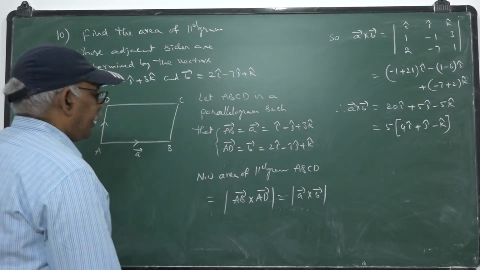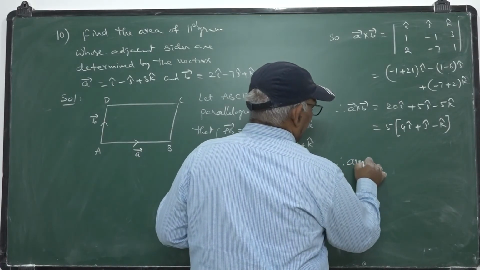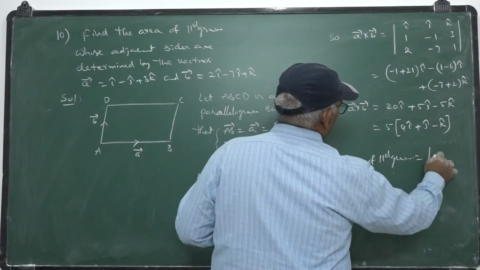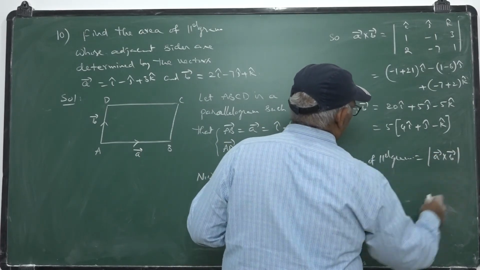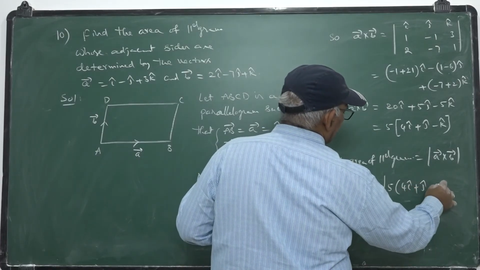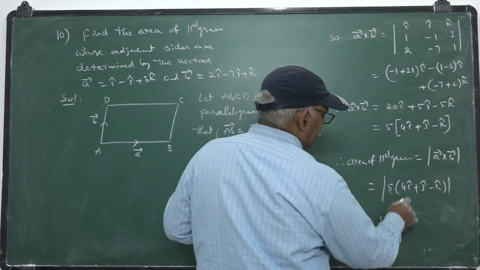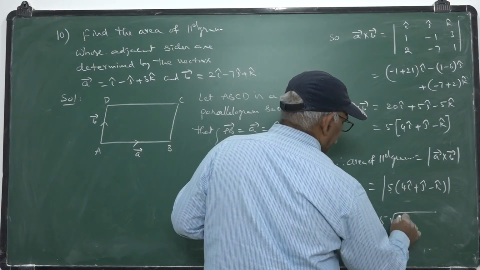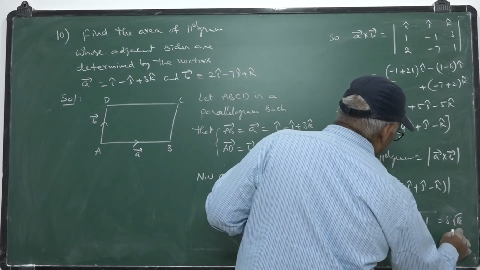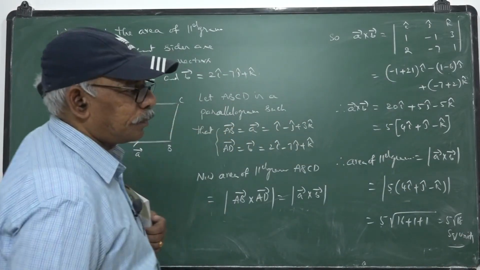Now the required area of the parallelogram. Therefore, area of parallelogram is modulus of a bar cross b bar, that is modulus of 5 into 4i plus j minus k, the vector. Modulus of 5 is 5 itself. Modulus of this vector is square root of 16 plus 1 plus 1. 5 root 18 square units gives us the area of the parallelogram.